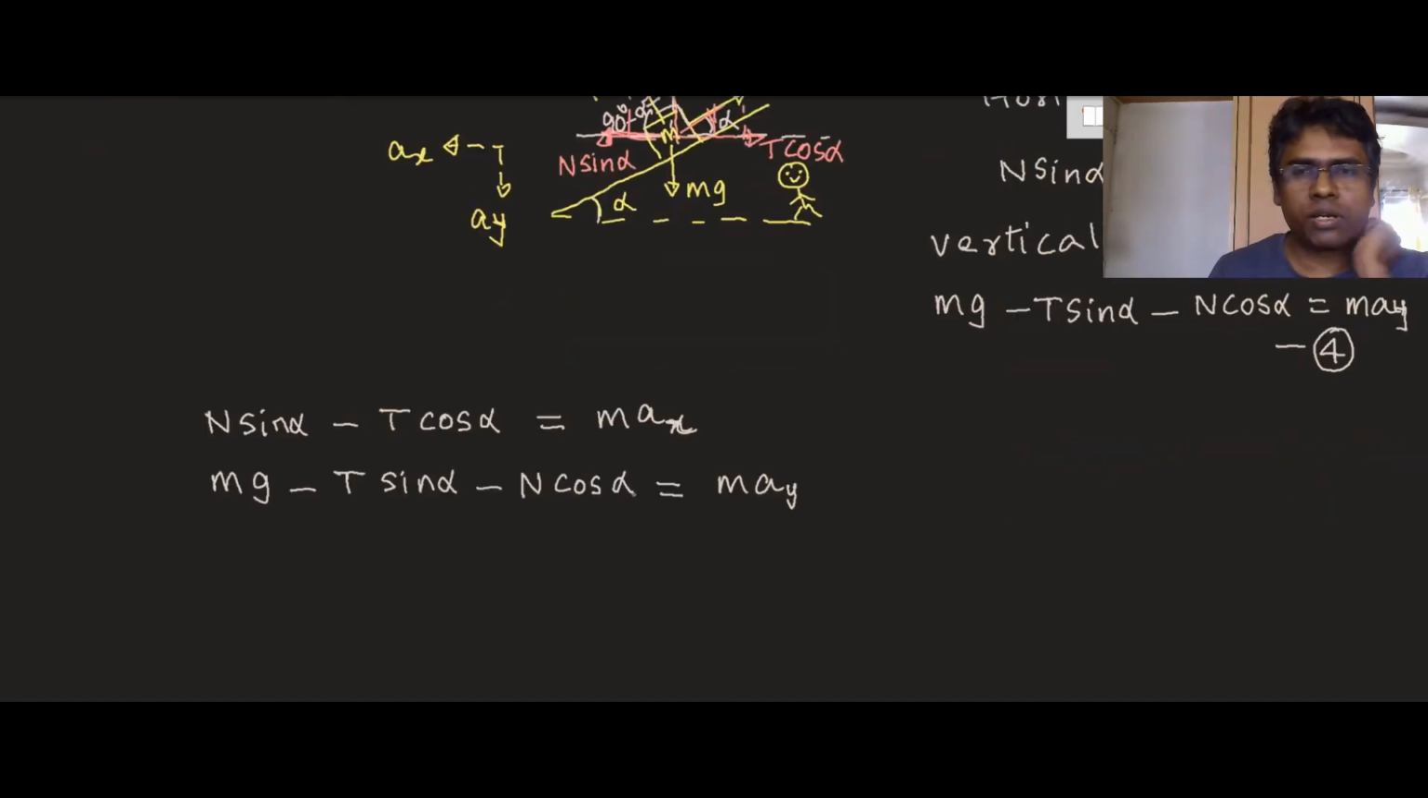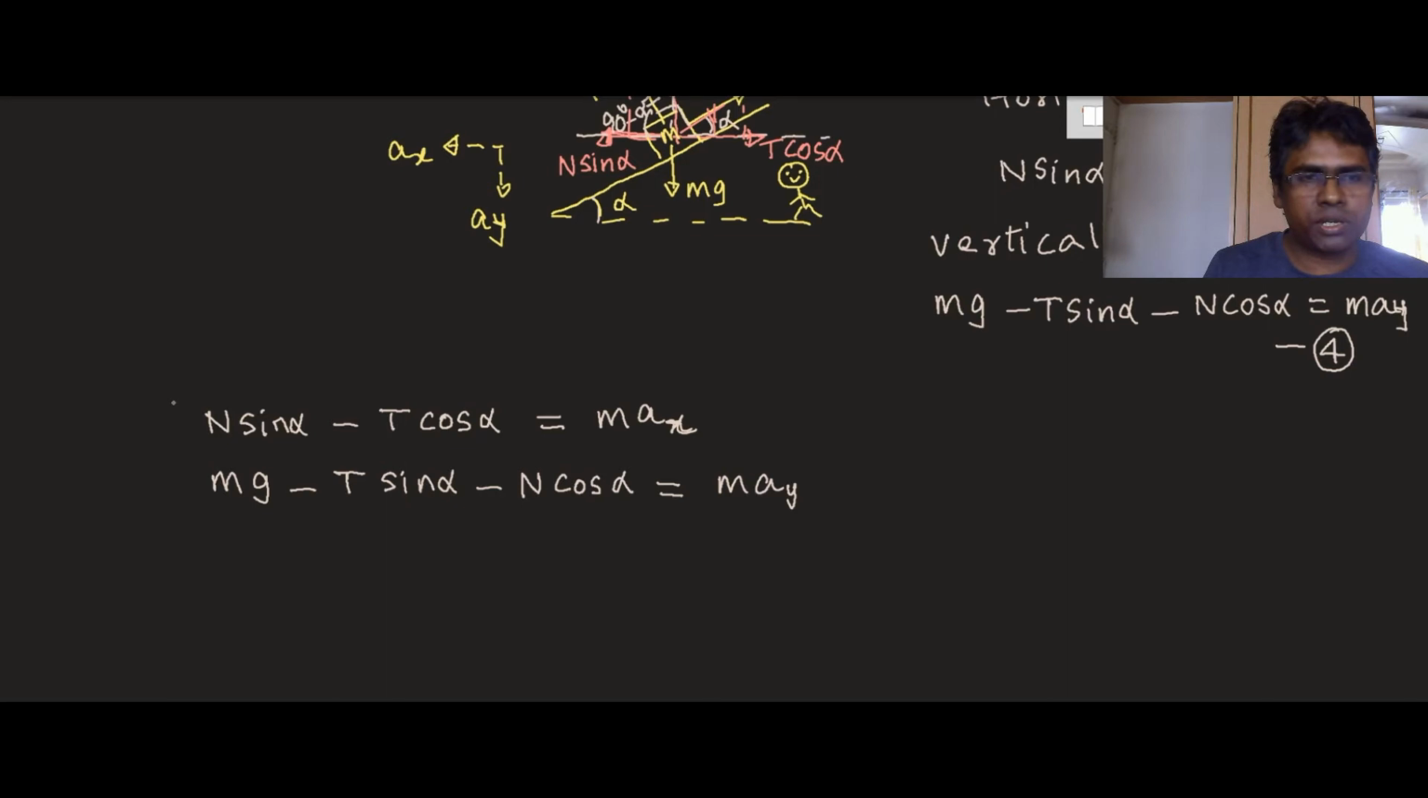Okay, so here I have just brought these two equations down here. The first thing I'm trying to do is get the values of the normal reaction and the tension in terms of ax and ay. To get the value of the normal reaction, we need to eliminate the tension here.